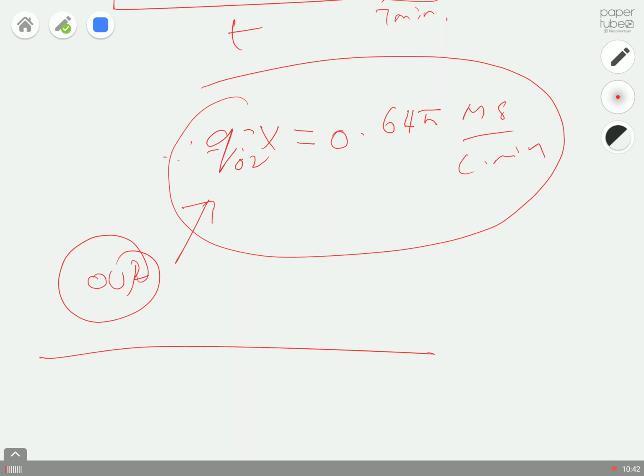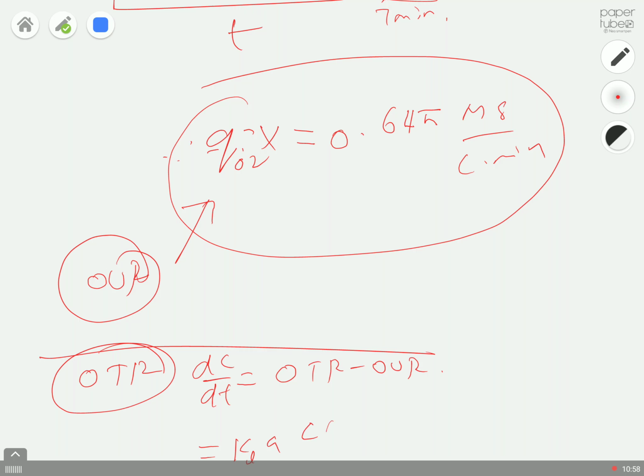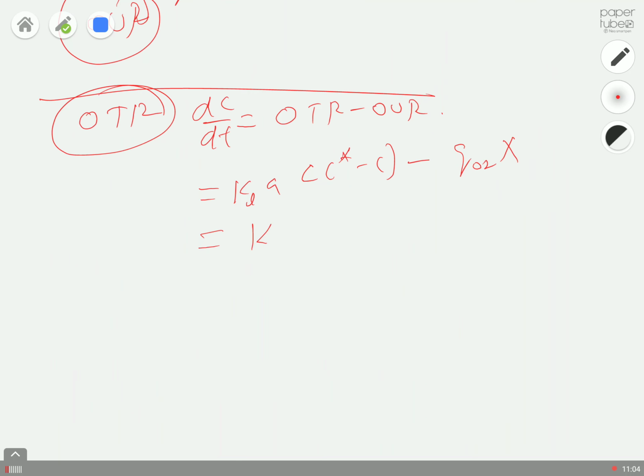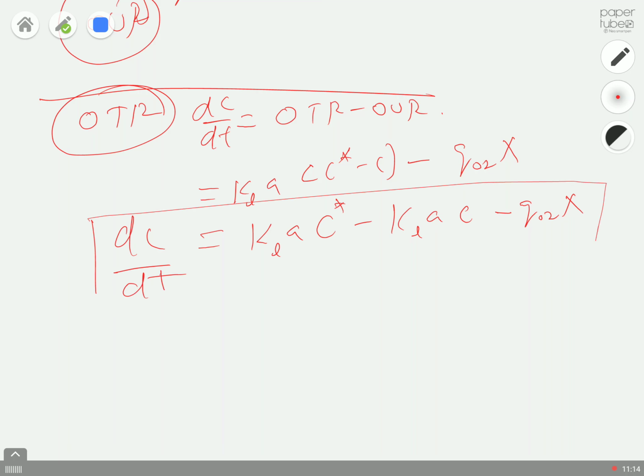So now you need to calculate your oxygen transfer rate. This is even more simple. You know how to expand that equation. dC by dt is equal to oxygen transfer rate minus oxygen utilization rate. This is equal to KLA (C star minus C) minus qO2 X. This is such a simple problem. All you need is to expand. It's not difficult at all. KLA C star minus C minus qO2 X, this is dC by dt. So let's keep it like that. If we look at this, one thing is clear.